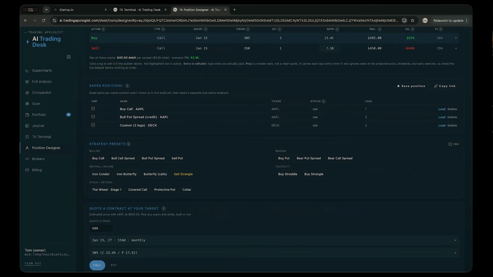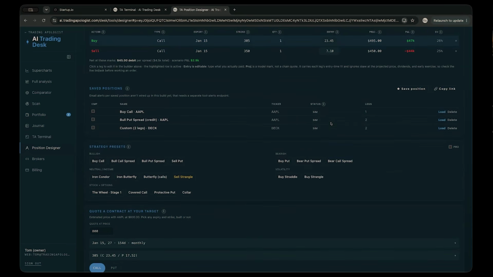And let me just see, Position Designer, the previous version showed P&L in the saved. Yep, I'm just realizing that. So that one was partly moved to the portfolio. However, we can always bring it back and have it in both places. I think it would be helpful.